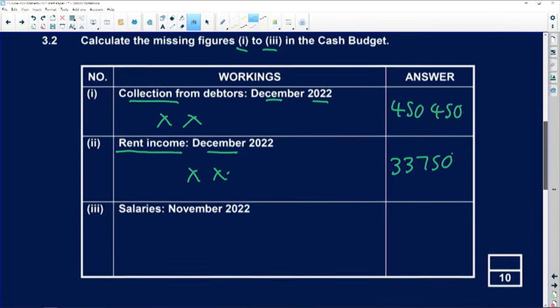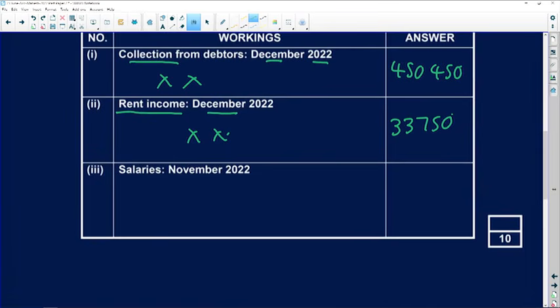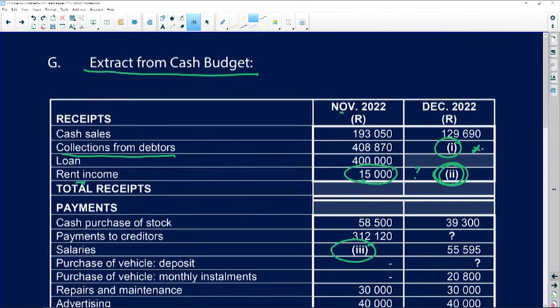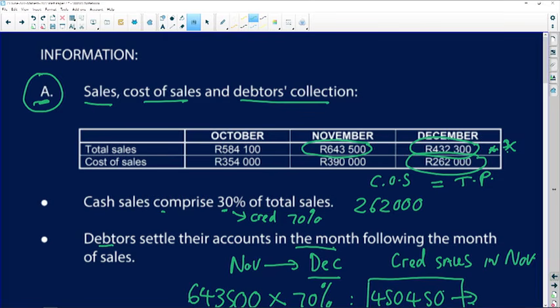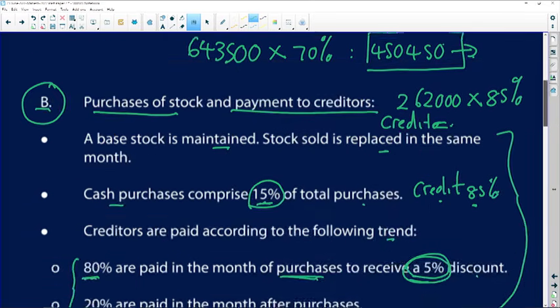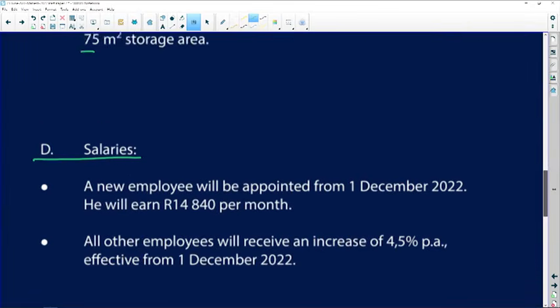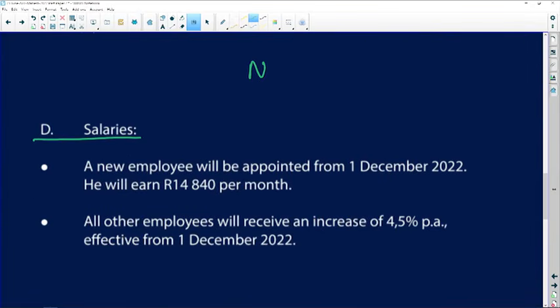Right, moving on. So the next calculation is our salaries for November 2022. So let's look at what they've given first, right? So we can see the salaries. December is given to us, but obviously November is missing. So once again, let's now look at the information that's going to help us calculate this amount. Okay, so remember, we're calculating the salaries for November. That's what's missing. A new employee will be appointed from the 1st of December 2022.